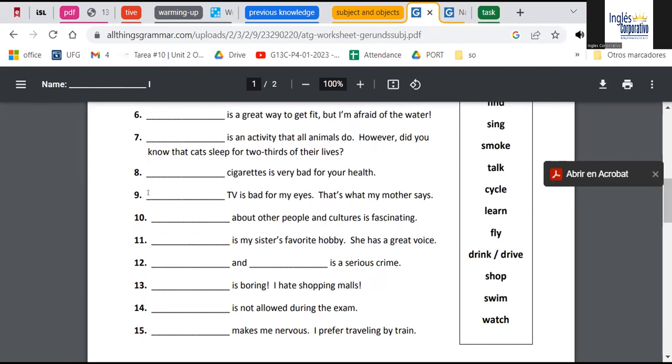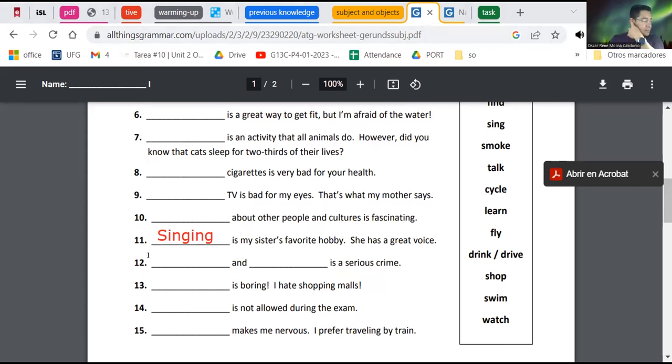Number 11, right? Eleven. Is my sister's favorite hobby. She has a great voice. Singing. Sing or singing? Singing. Yes, right, of course. Singing. So think about the next one, 12.